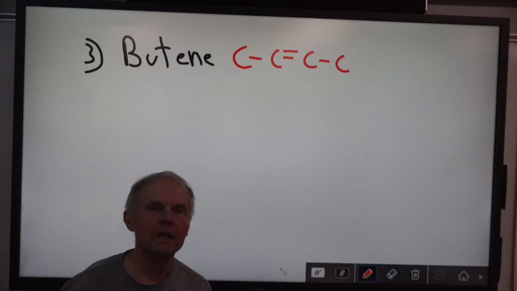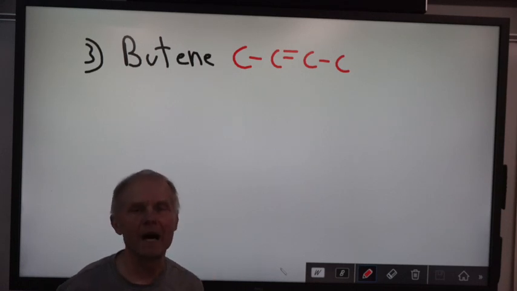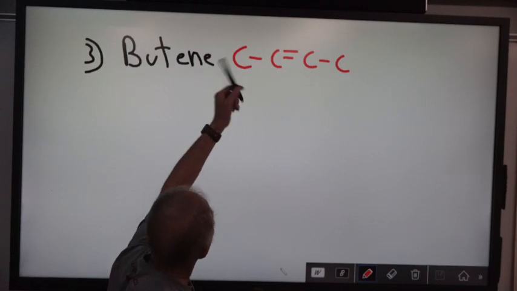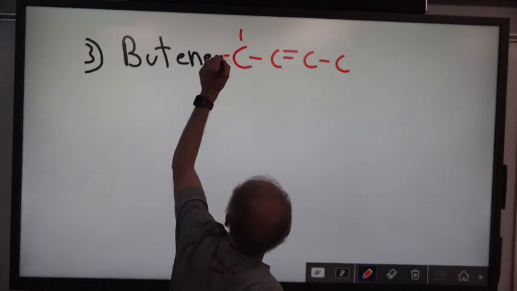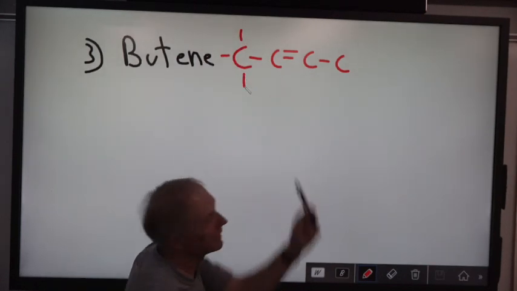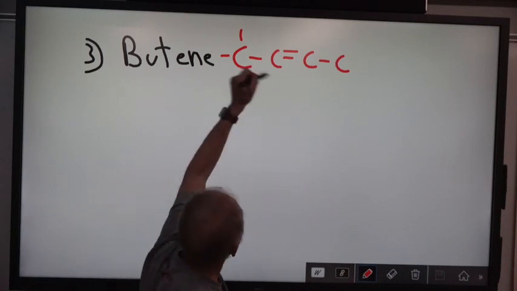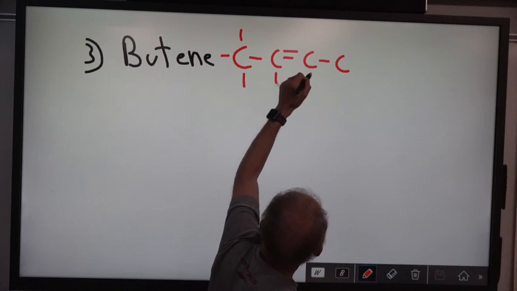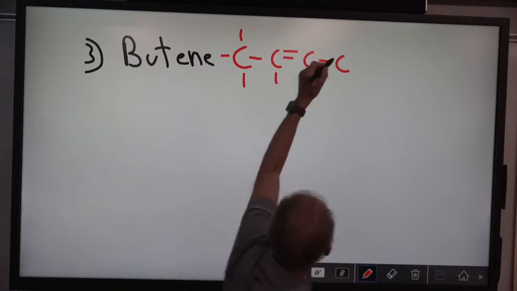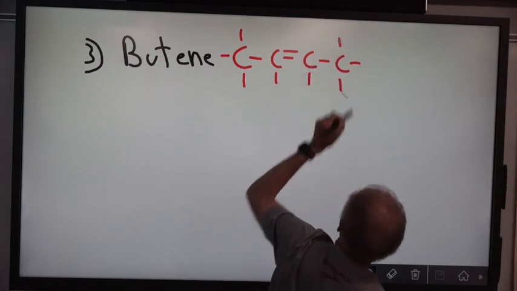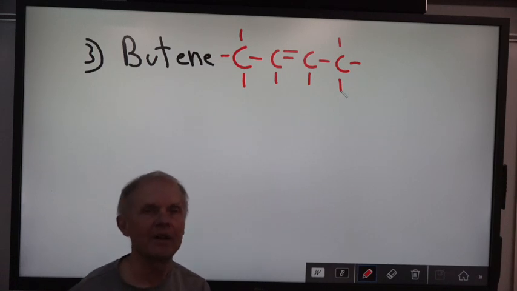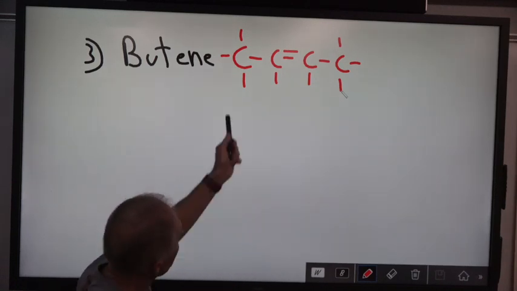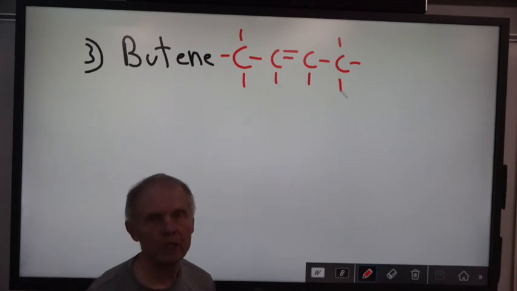Most importantly, you have to figure out how many more bonds each carbon needs. This first carbon already has one bond, so this one needs 3. This carbon already has 3 bonds, it needs 1 more. This carbon, 3 bonds, needs 1 more. This carbon, 1 bond, needs 3. Remember, they're all hooked to hydrogen, but I don't have time to be drawing all those hydrogens in. So, that is the structural formula.